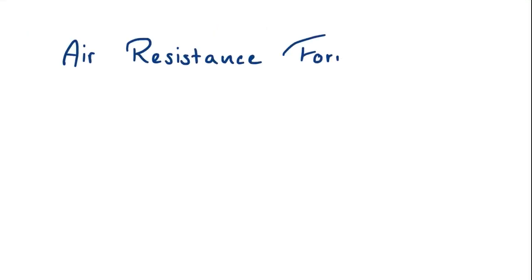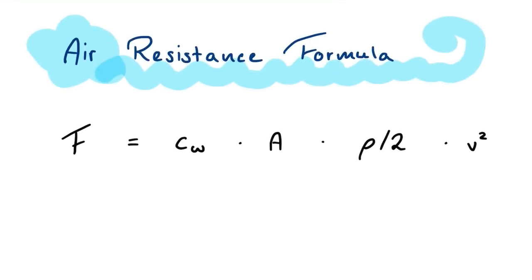First, let's talk about the air resistance formula. F stands for force, or in this case, our air resistance. But we can also say force, since the air resistance is never allowed to be larger than our bike's force. Otherwise, the bike wouldn't move.